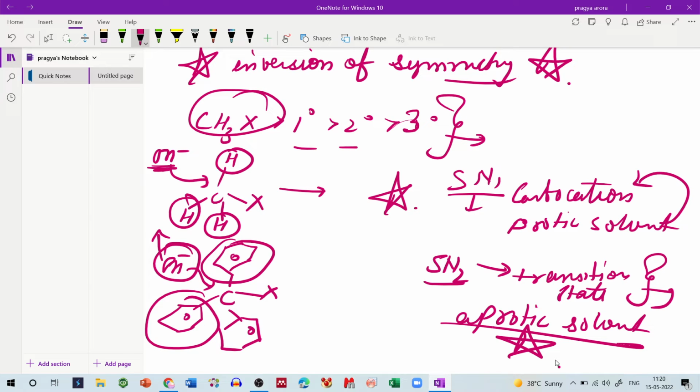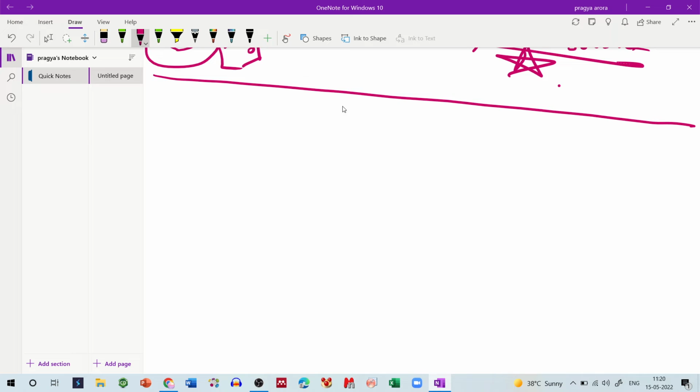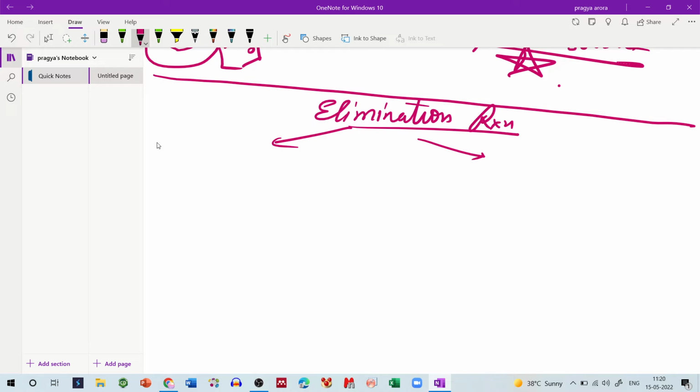Now we'll discuss the elimination reactions and the types of elimination reactions. In the case of elimination reactions, we saw that elimination reactions are the reverse of addition reactions. Like substitution reactions, elimination reactions could be divided into three parts: E1, E2, and E1CB. So we'll discuss them in detail.